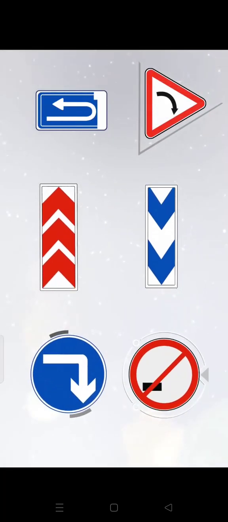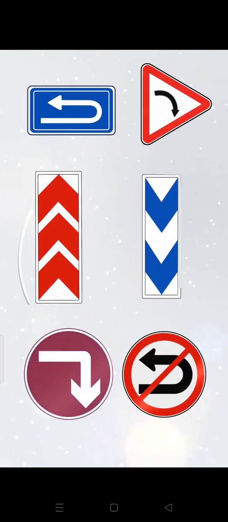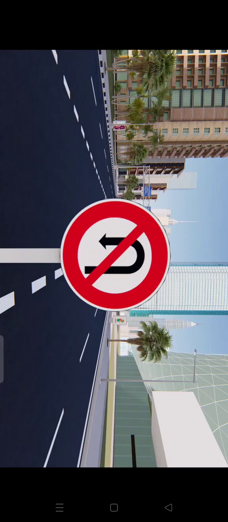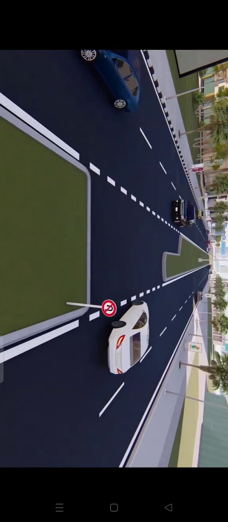Turning and U-turning road signs and markings. No turning and U-turning signs. They are circular signs with red frame and diagonal and white background. Inside it is a white arrow that indicates in the direction of prohibition.